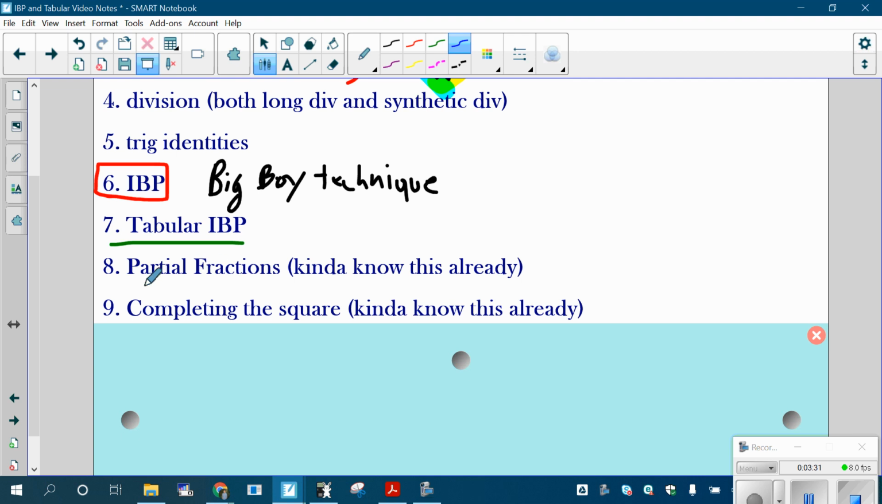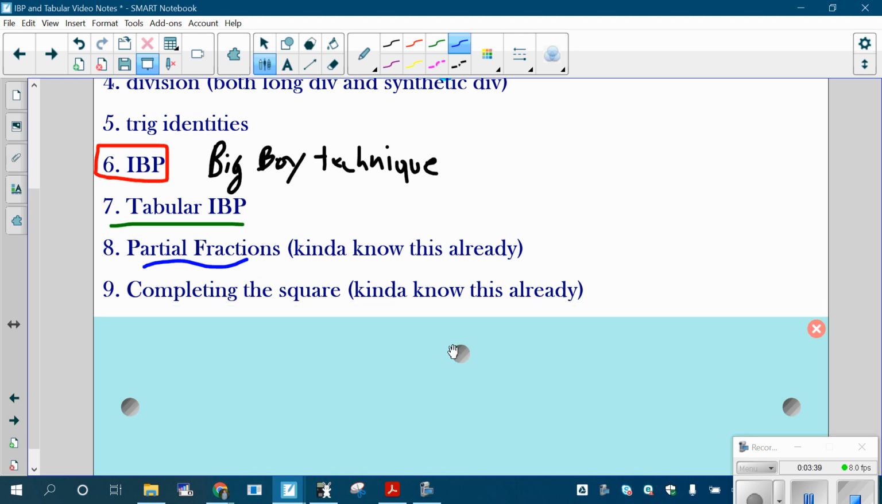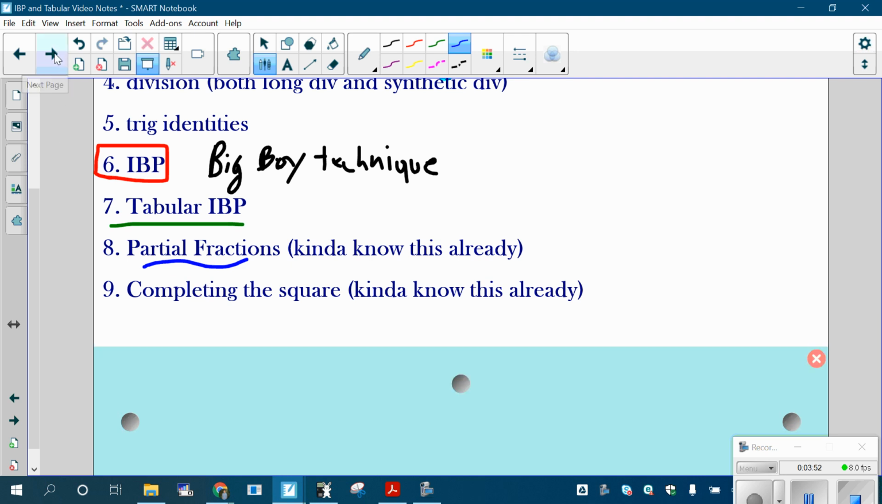Partial fractions, we actually talked about this yesterday, about rewriting using partial fraction decomposition in order to make it look in a way that you can integrate. Then completing the square we'll talk about more in this chapter. Again, it's using some algebra to rewrite something. So you guys know a bunch of integration techniques. Today we're going to learn these two extra ones.